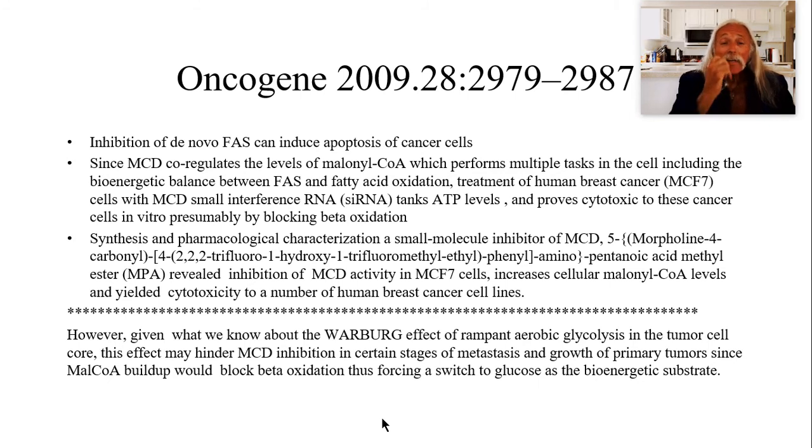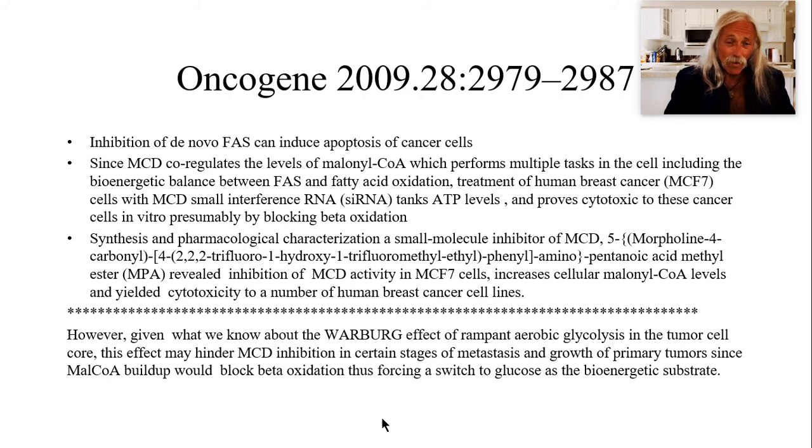cell death. Since MCD co-regulates the level of mal-CoA, which of course performs multiple tasks in the cell, including bioenergetic balance between fatty acid synthesis and oxidation, what I just showed you for the last hour, treatment of human breast cancer MCF7 cells with an MCD small interference RNA or siRNA tanks ATP levels and proves cytotoxic to those cancer cells in vitro, presumed by blocking beta oxidation. So those cancer cells that grow actively and eventually metastasize would much rather use fatty acids as fuel as glucose.